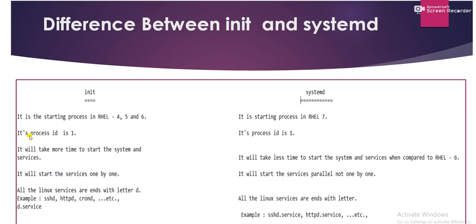The second difference is its process ID. Init's process ID is 1 because it gets started first, so its process ID, or PID, is 1, and in the case of systemd, the PID is also 1.